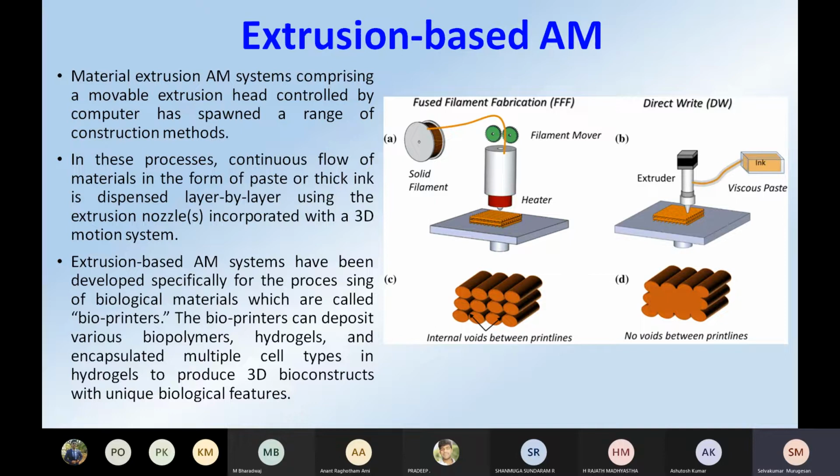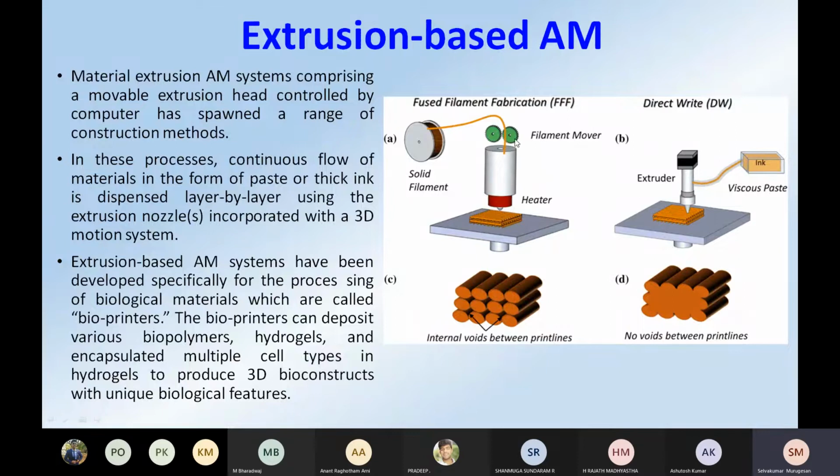So you can see here we have plenty of types, like fused filament fabrication based extrusion additive manufacturing and direct writing based one. Filament means the substrate or the material which you want to print or use for additive manufacturing. That is going to be directly melted, and subsequently the molten metal or the polymer will be deposited on the substrate.